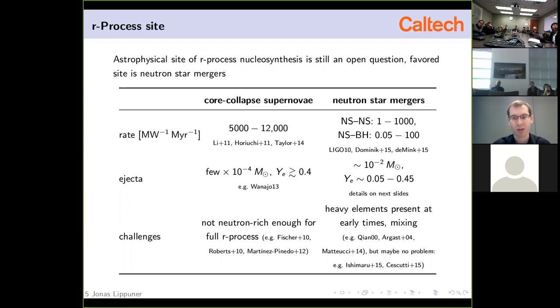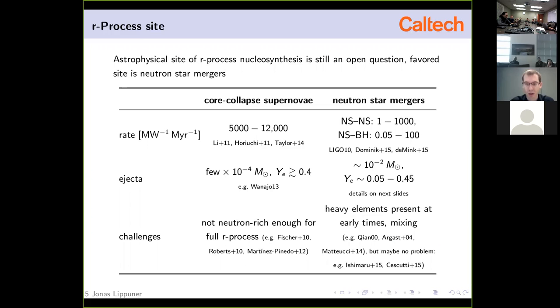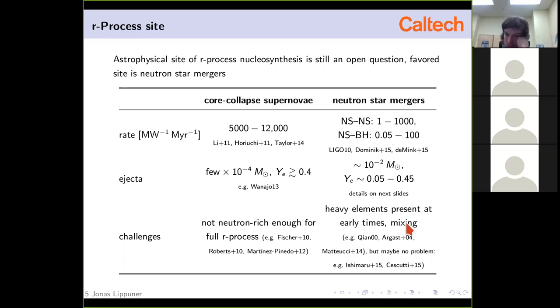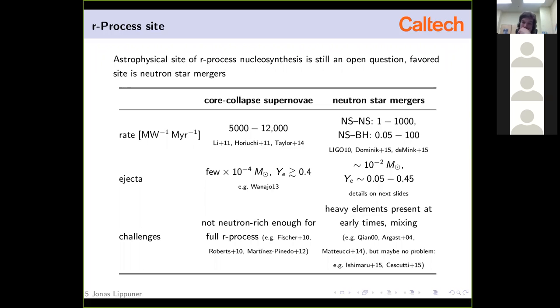And then also there's this potential issue of mixing, because we have few events that eject a large amount of mass rather than many events with a small amount of mass, which would be the supernovae. The neutron star mergers are relatively few events that eject a large amount of mass, and then this has to be mixed with the interstellar material so that we get a fairly uniform abundance pattern that we see in our galaxy.